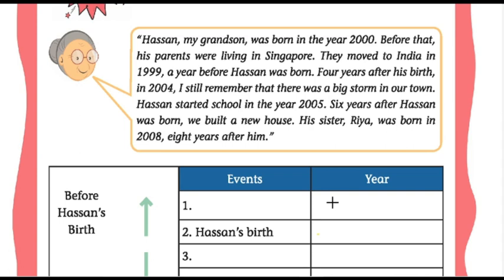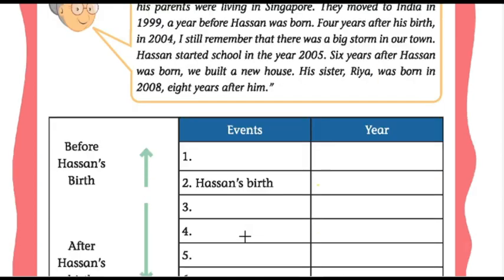The third one: after his birth, what had happened? In 2004, a big storm, a strong air storm, like our Gaja storm. Here you have to write big storm, 2004. The fourth one is Hasan started school, 2005.